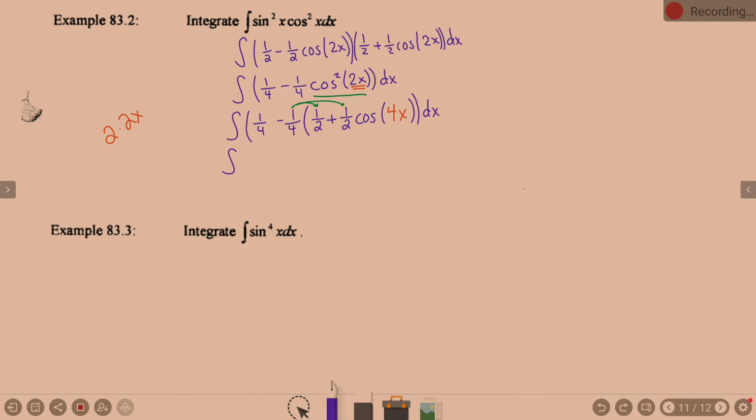Now the 1/4 out front is still staying 1/4 minus, what's 1/4 times 1/2? 1/8. And then we have minus 1/4 times 1/2 cosine 4x. Well, 1/4 times 1/2 again is minus 1/8, except you've got the cosine 4x times dx.